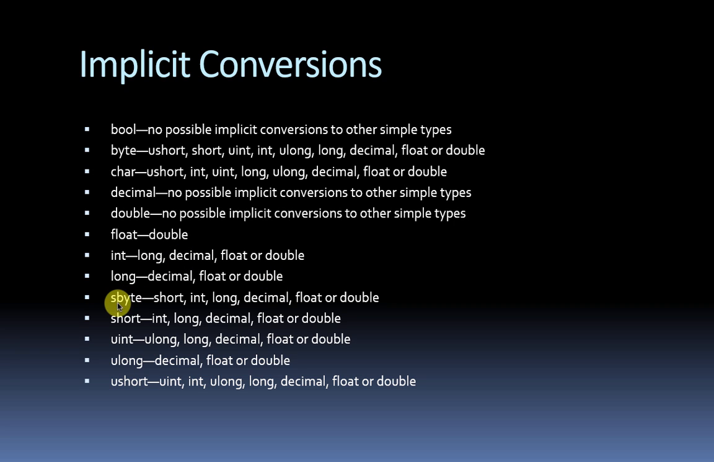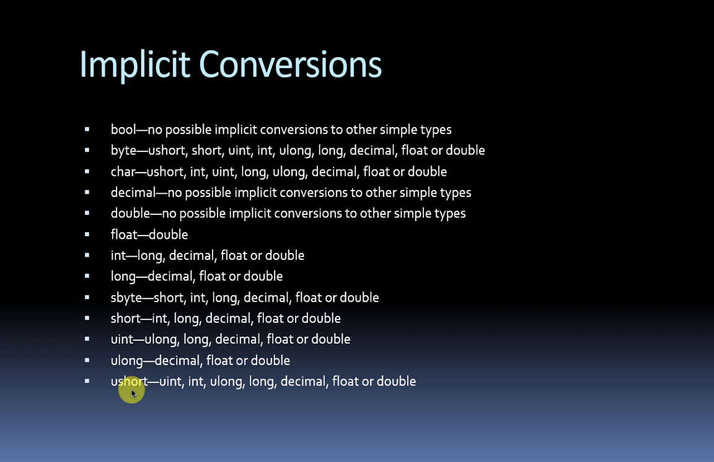We also have sbyte for a signed byte of information. So byte by default is an unsigned piece, but sbyte is a signed byte of information, and it can be converted to all of these signed data types. Then we have short for a 2-byte integer, which can be converted to these types, uint for an unsigned 4-byte integer, ulong for an unsigned 8-byte integer, and ushort for an unsigned 2-byte integer.